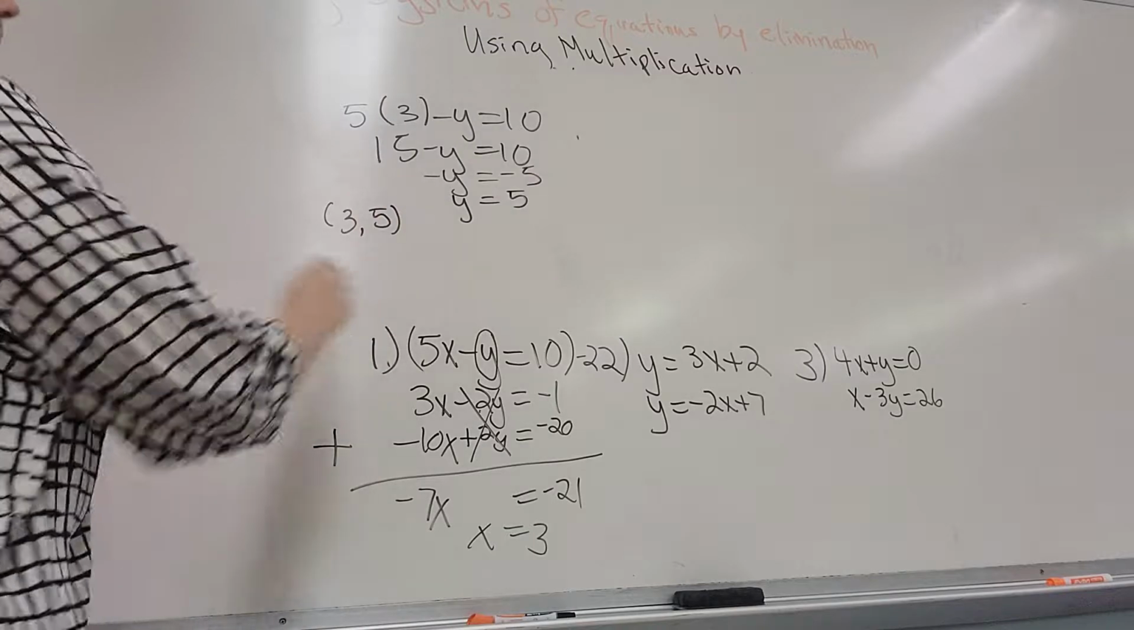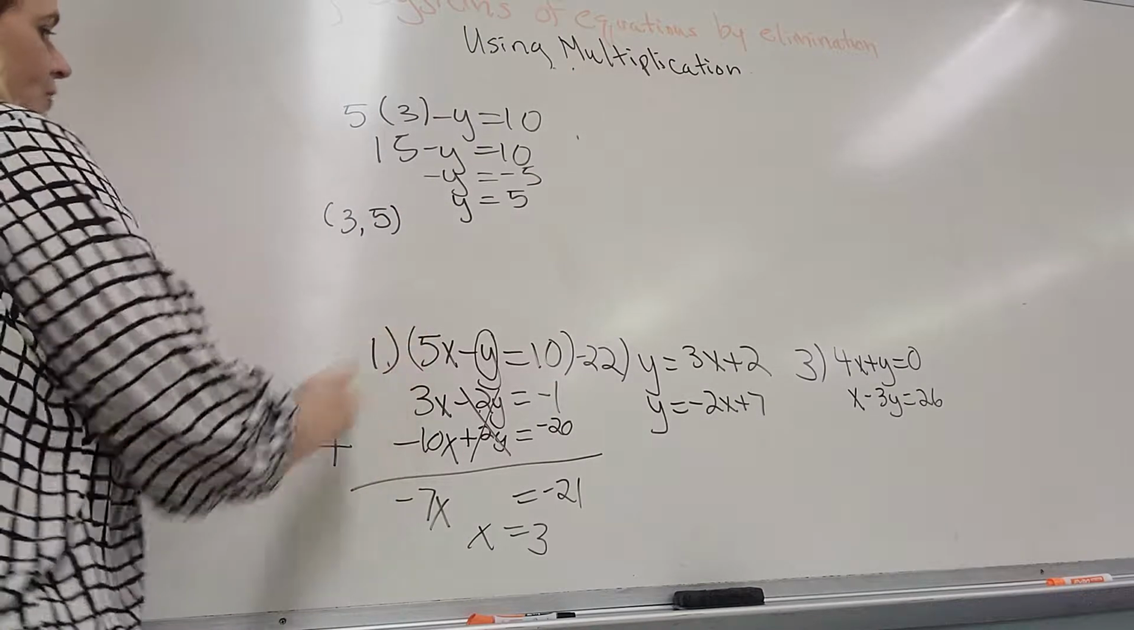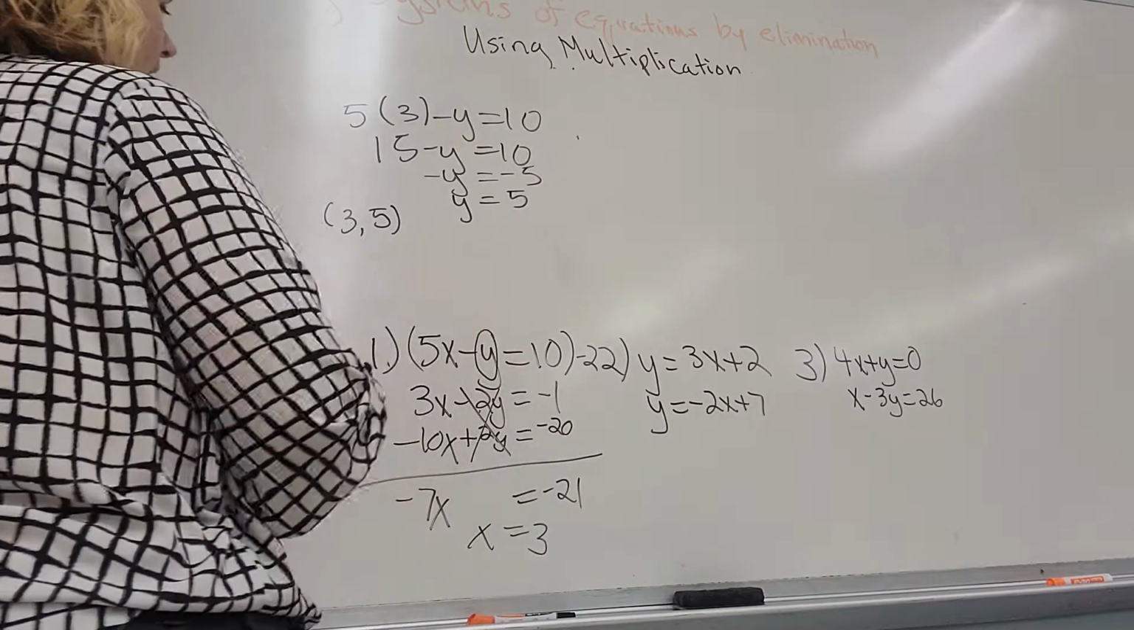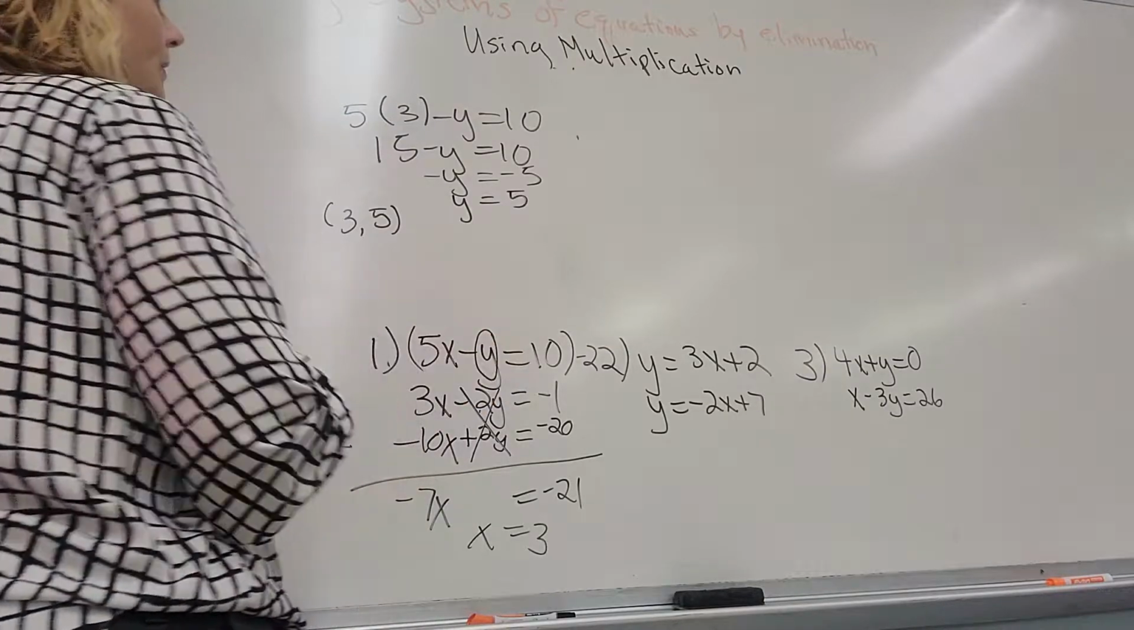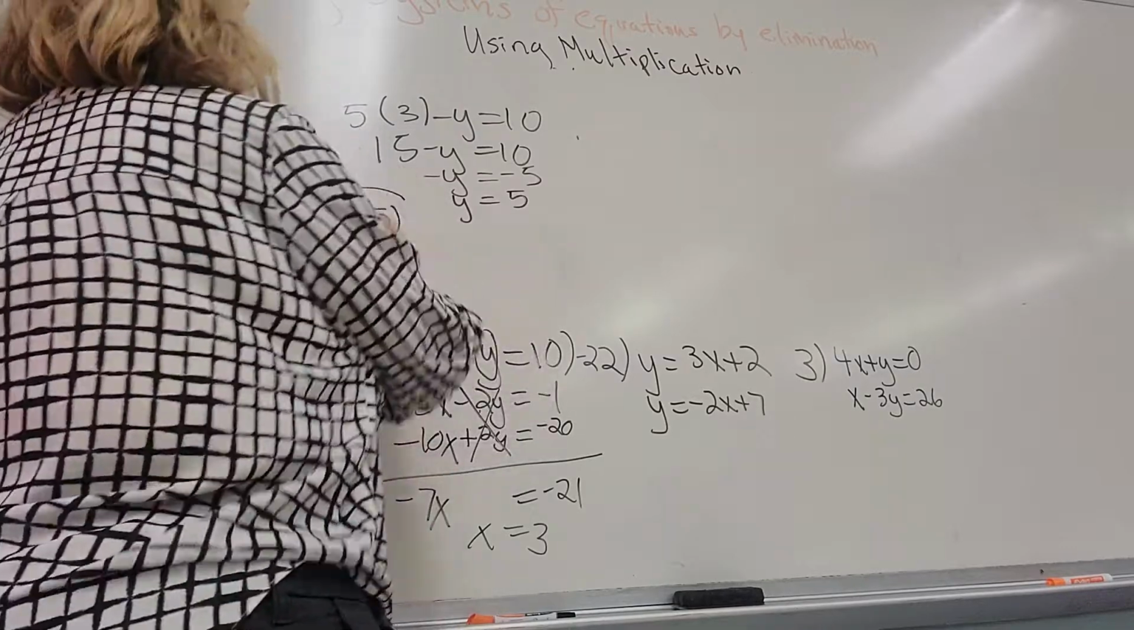To check that, we go back to the originals. 5 times 3 is 15, minus 5 is 10. 3 times 3 is 9, minus 10 is -1. So yes, that is the correct answer.